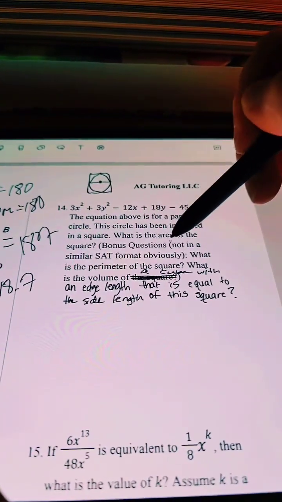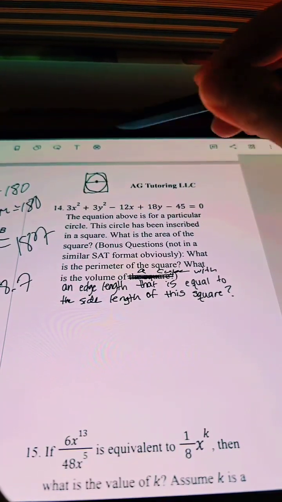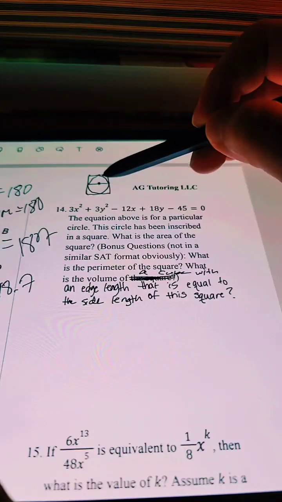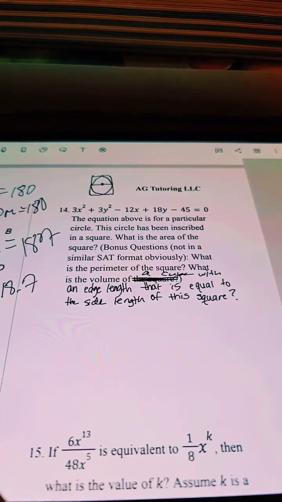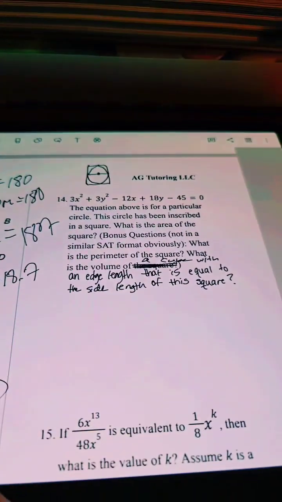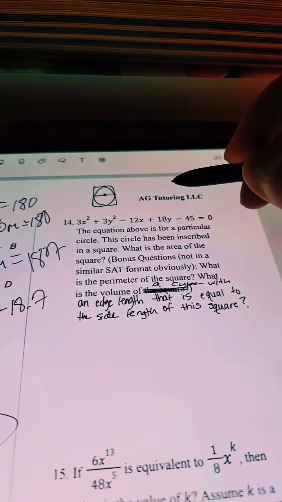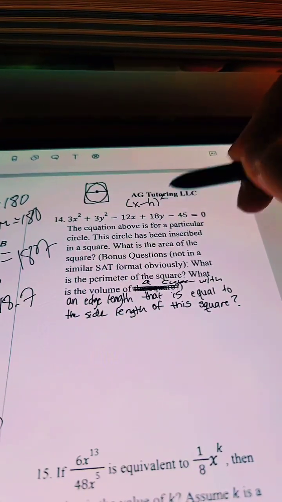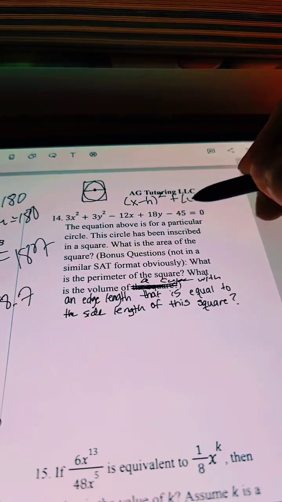So if you want to find the area of the square, which is what the main question is asking, you need to know what the diameter of this circle is, which you can figure out from the equation of a circle if you complete the square here. So remember, the equation for a circle that we're used to is this.